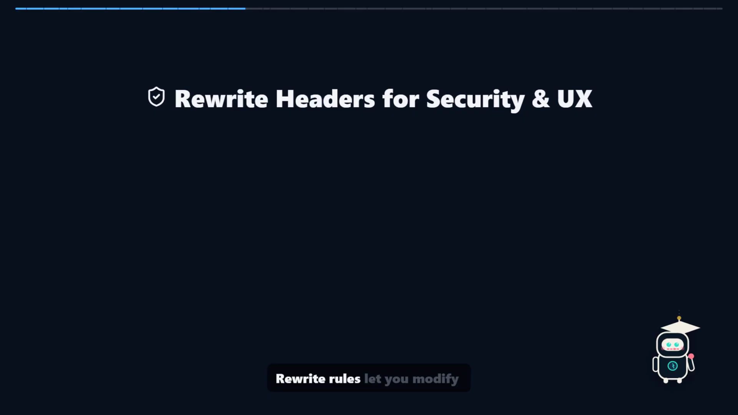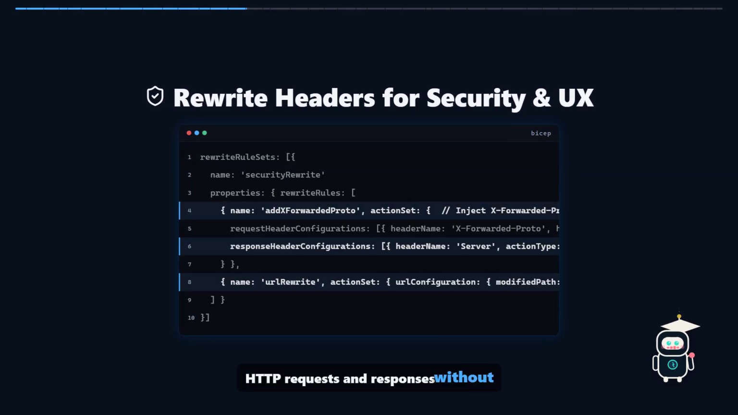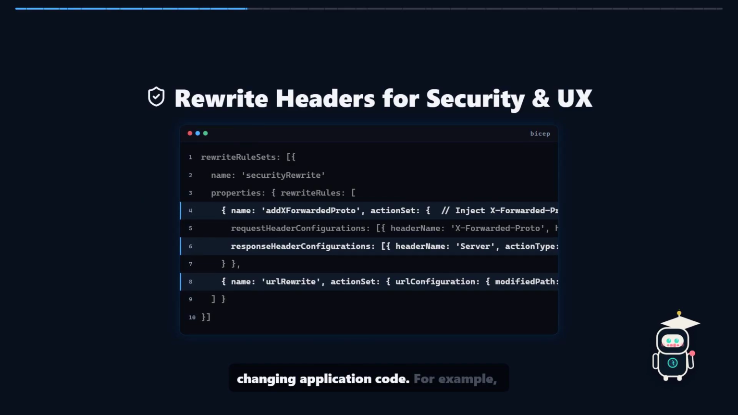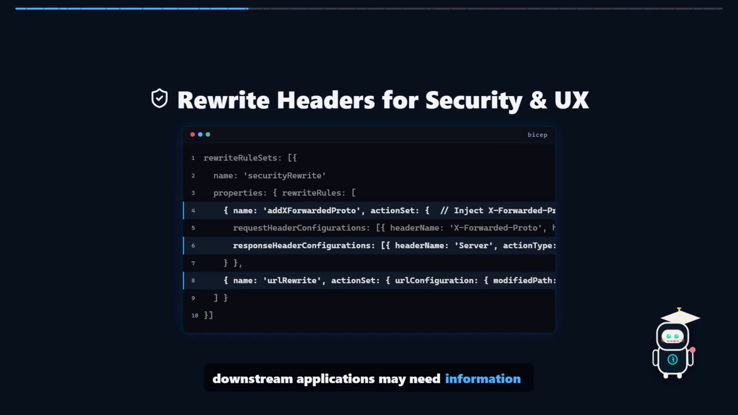Rewrite rules let you modify HTTP requests and responses without changing application code. For example, downstream applications may need information about the original client request.